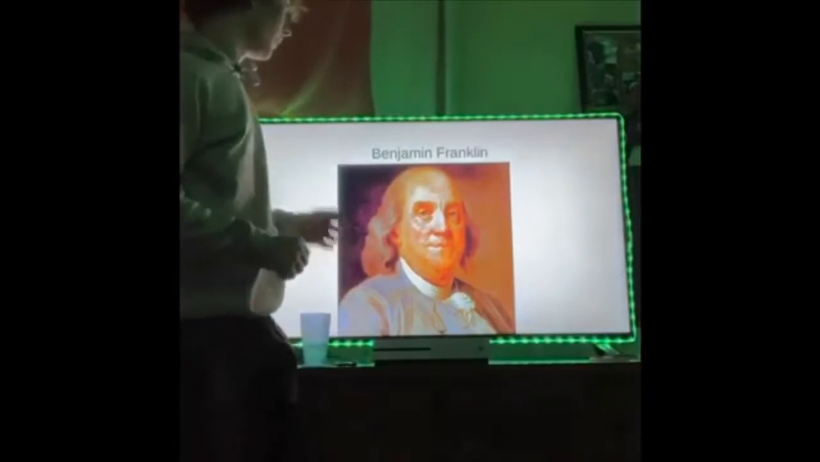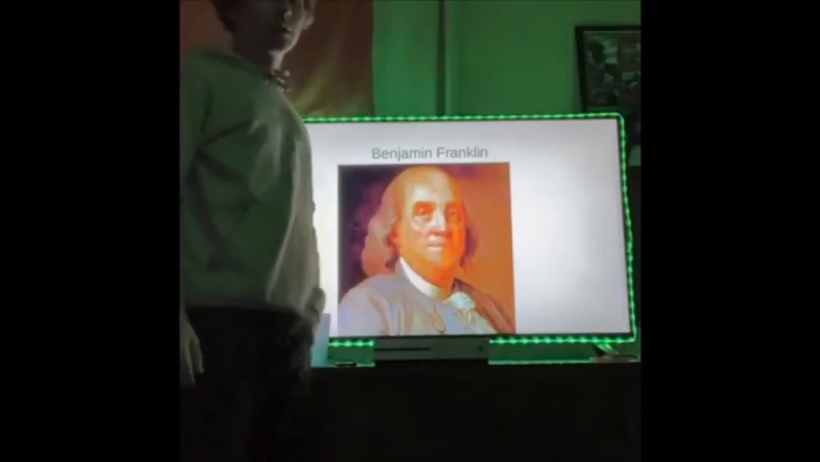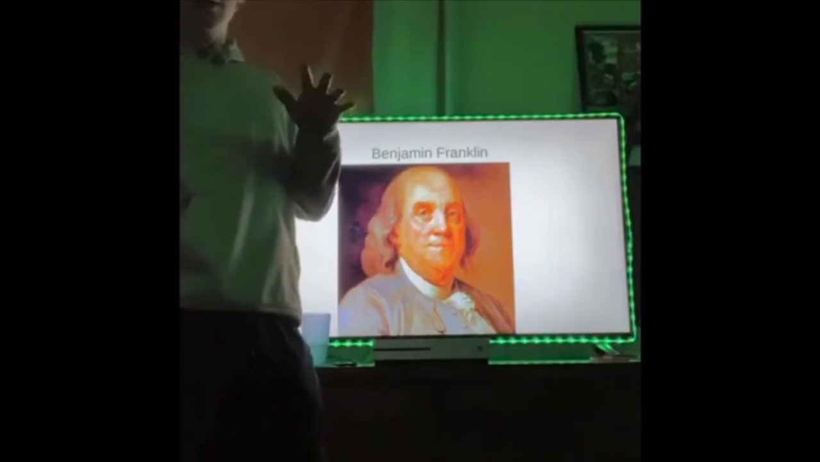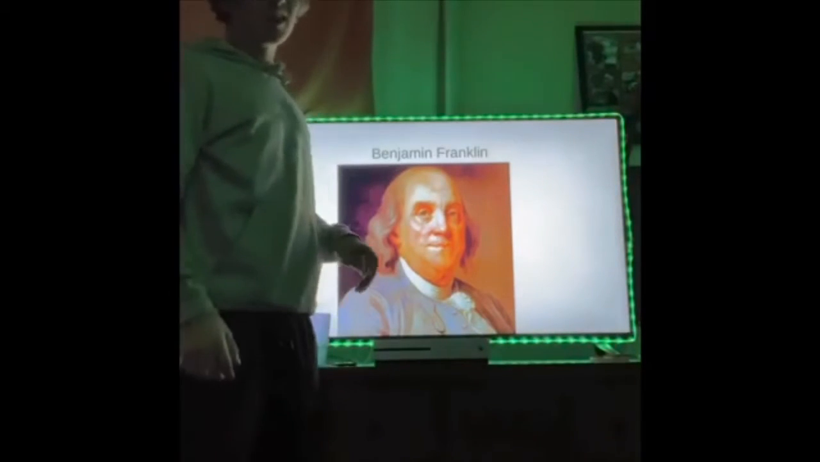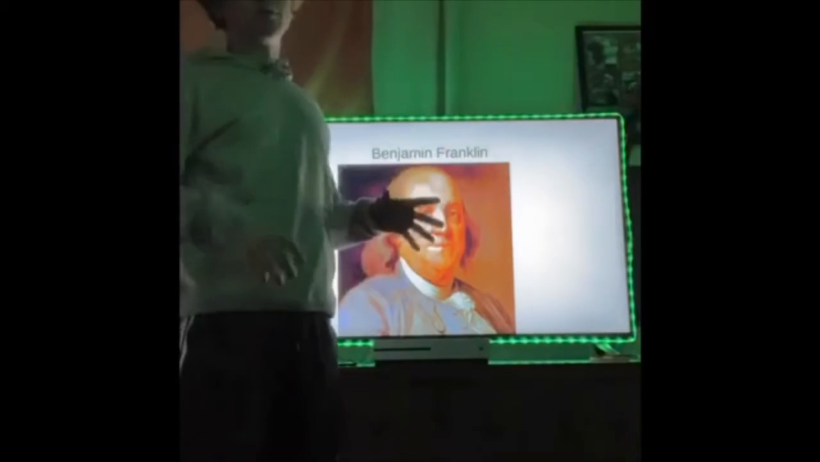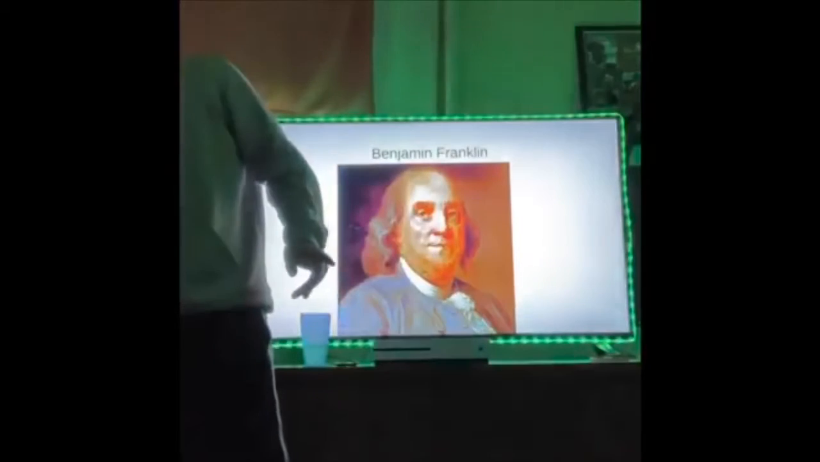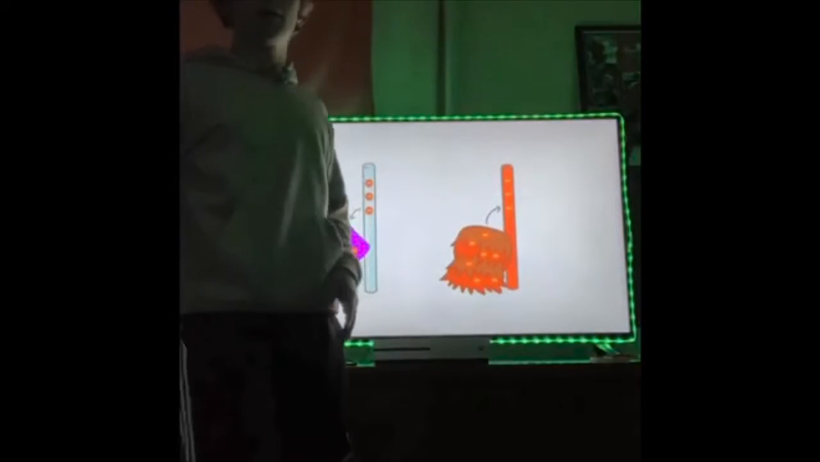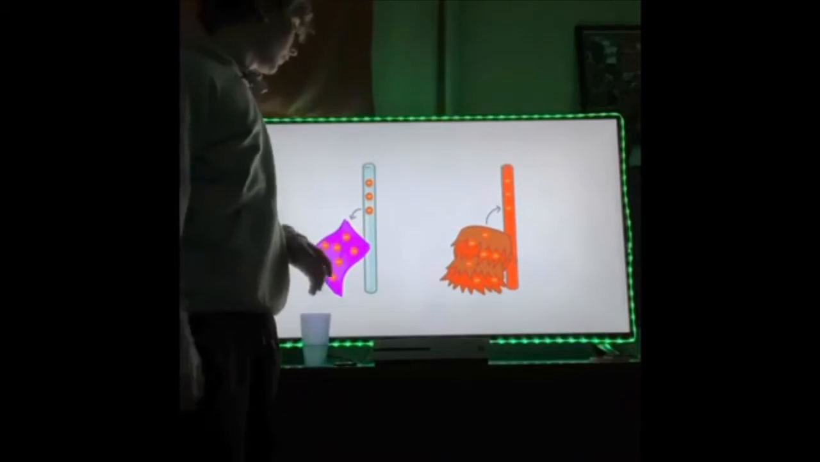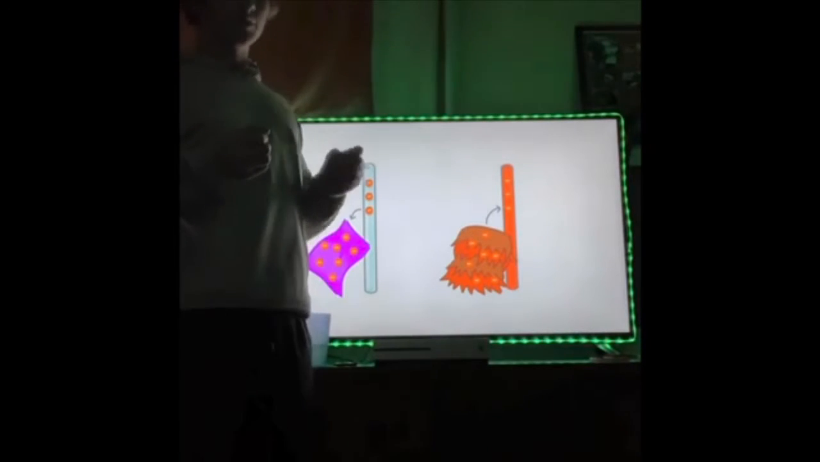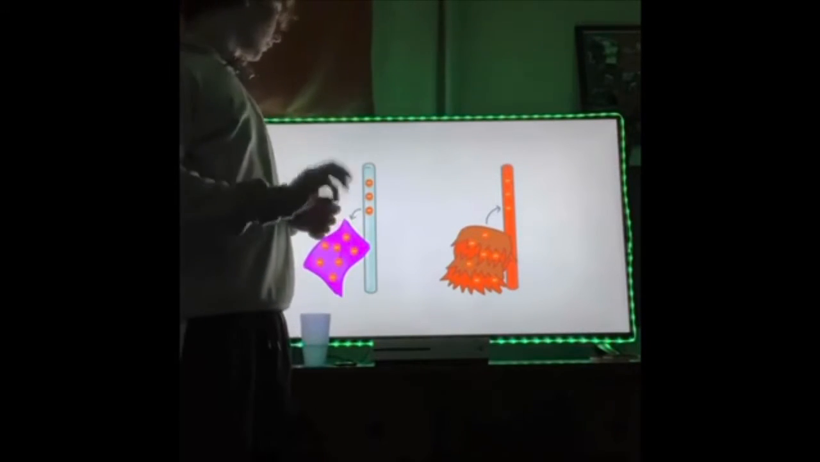Okay, so here we've got my old pal Benjamin Franklin, old Benny. Now, Benny is noted for discovering that we have two charges, positive and negative. And he did this through his glass rod experiment. So Benjamin got two glass rods, and he was able to rub them with silk.